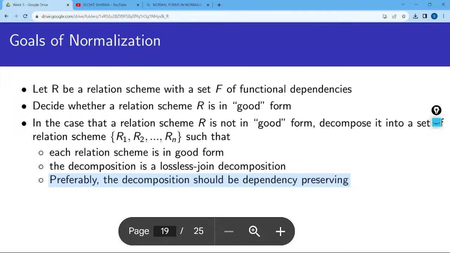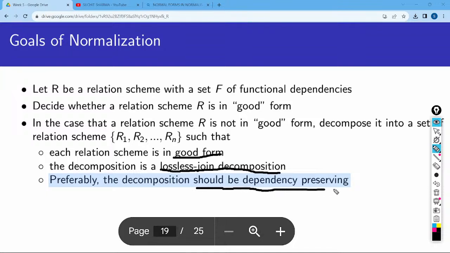So the three points we must keep in mind are: firstly, it should be in good form. Secondly, lossless join should happen. And thirdly, it should be dependency preserving. Okay, three conditions that must check true.